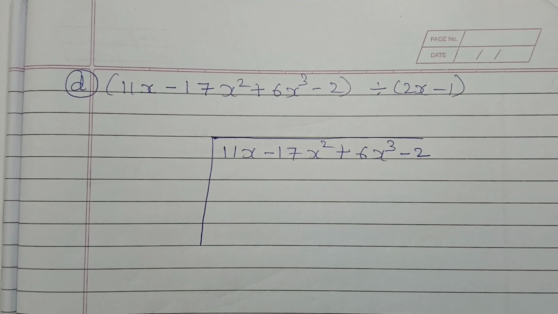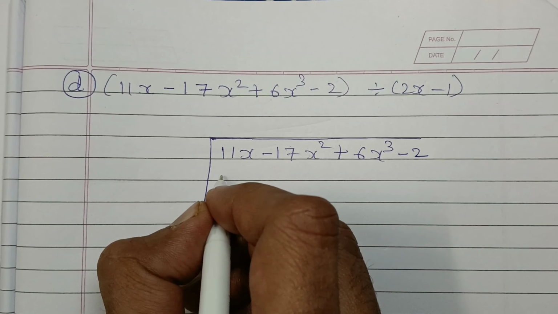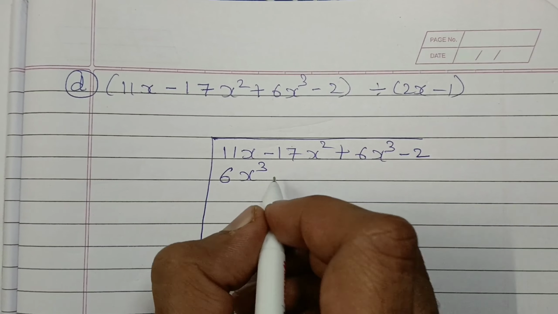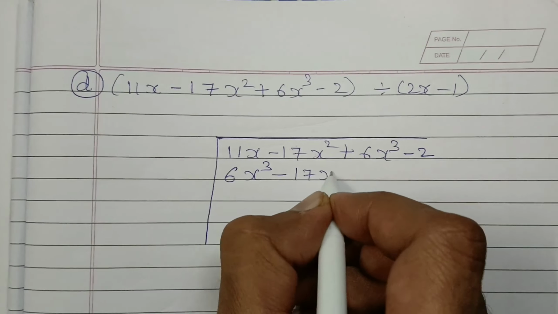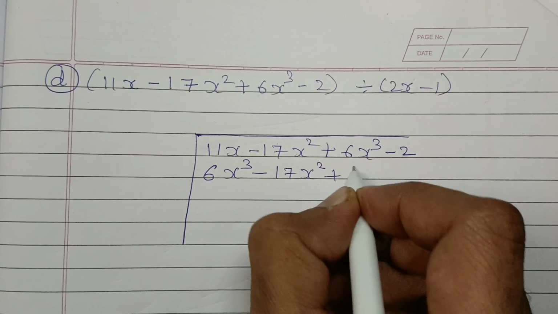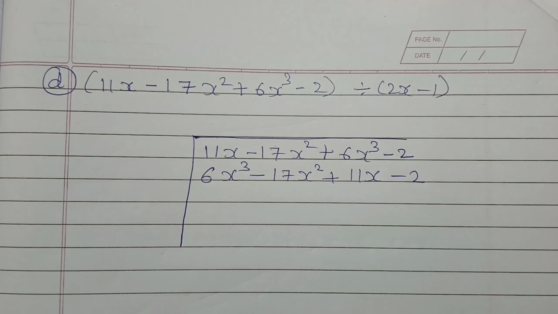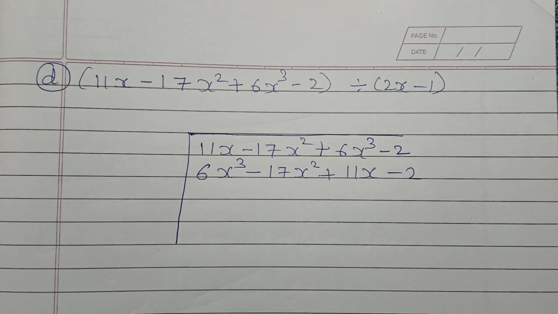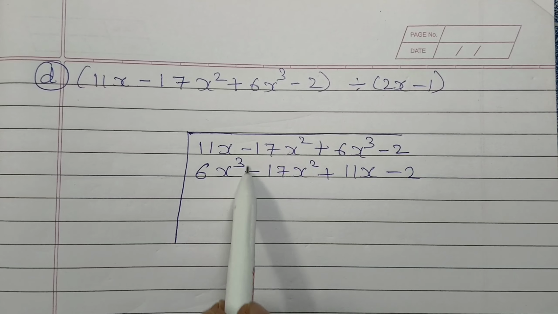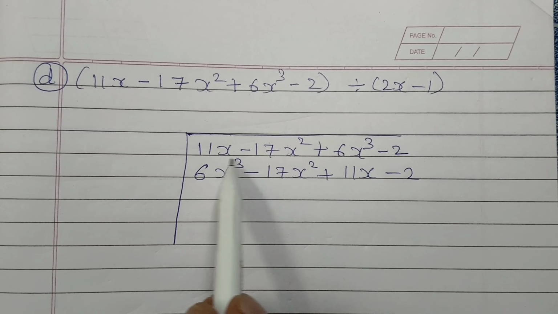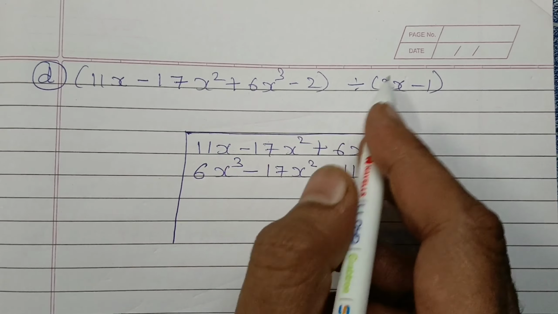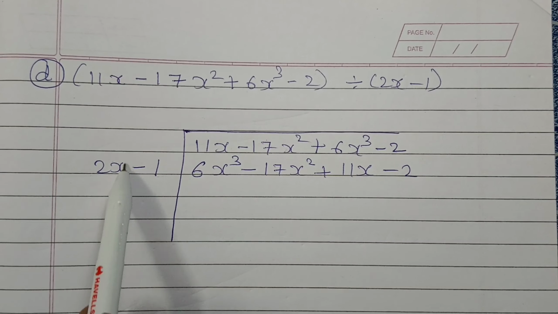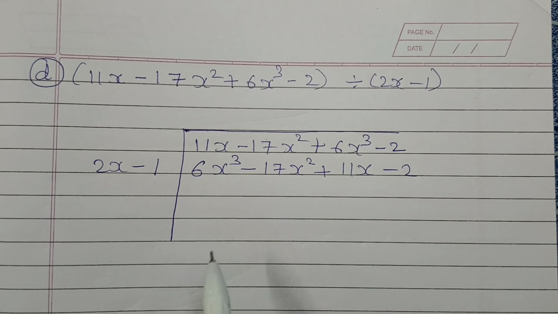So now in the next line I'll arrange these terms. Okay, so if I arrange this, then I get 6x cube minus 17x square plus 11x minus 2. The arranging is very important here. Okay, so now I have to divide. So this is my first term of the dividend, and my divisor is 2x minus 1. This is my first term of the divisor, and this is my first term of the dividend.